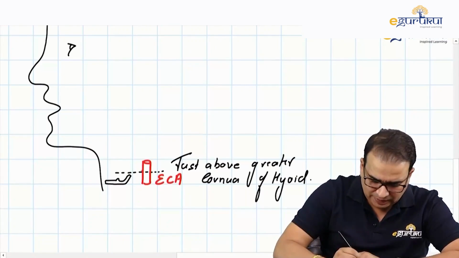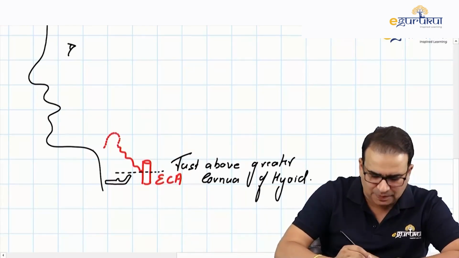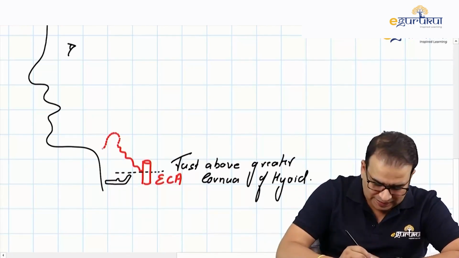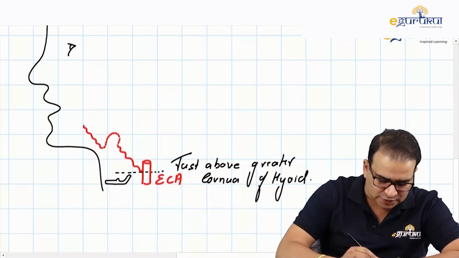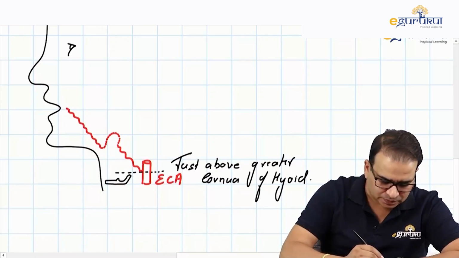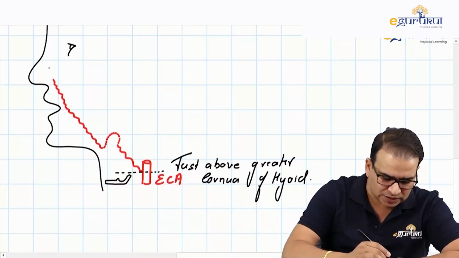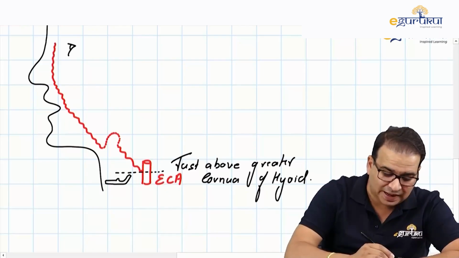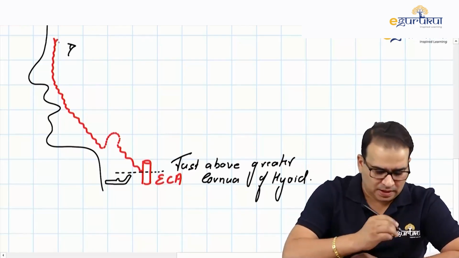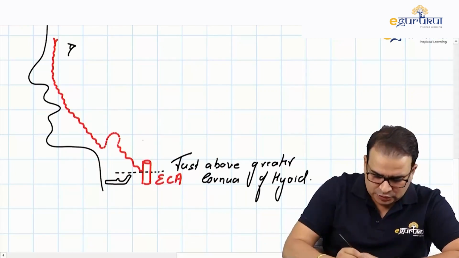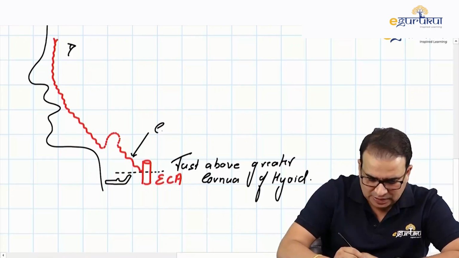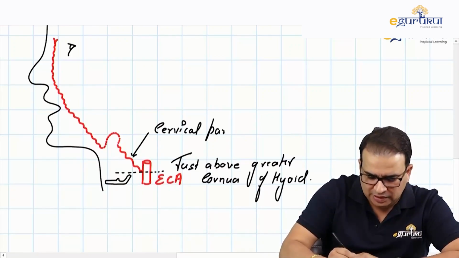Well, the facial artery has its course first in the neck, the cervical region. Then it goes deep to the mandible where it supplies the submandibular gland. And then it emerges from the lower border of the body of the mandible. It runs very close to the angle of the mouth, close to the ala of the nose, and then finally reaches the medial angle of the eye. So this part here is the cervical part of the facial artery, present in the neck.